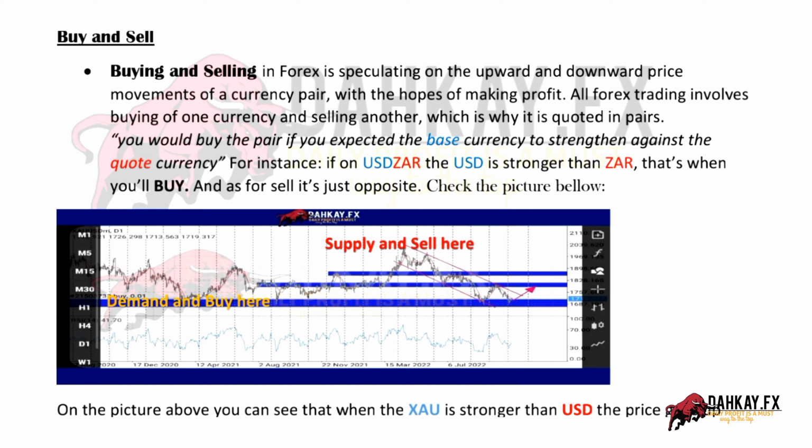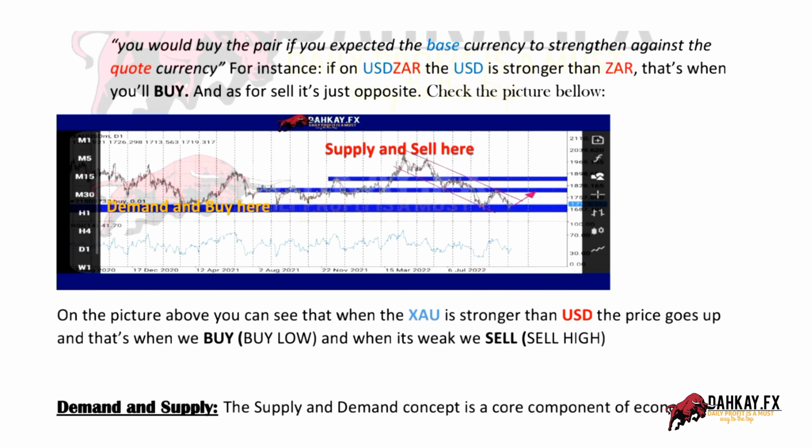So we'll have a buy, whereby the market or the price is anticipated to go up. So in Forex we buy low. You all get it? If you anticipate the price or the market to go up, in that way you will buy. If you anticipate the market to go down, in that way you will sell. In Forex we sell high, as you can see.